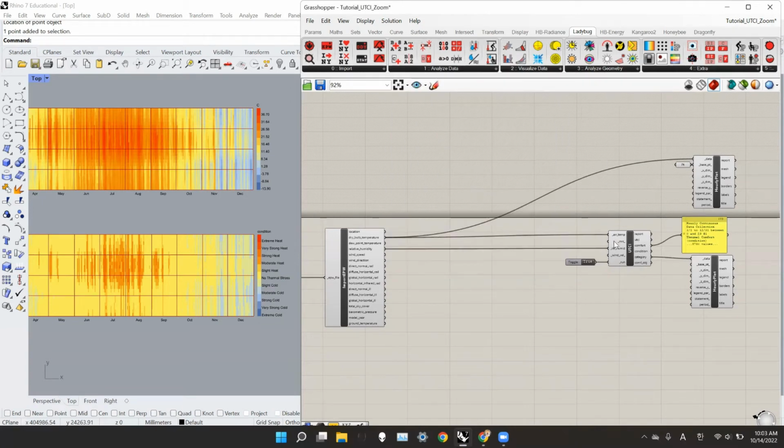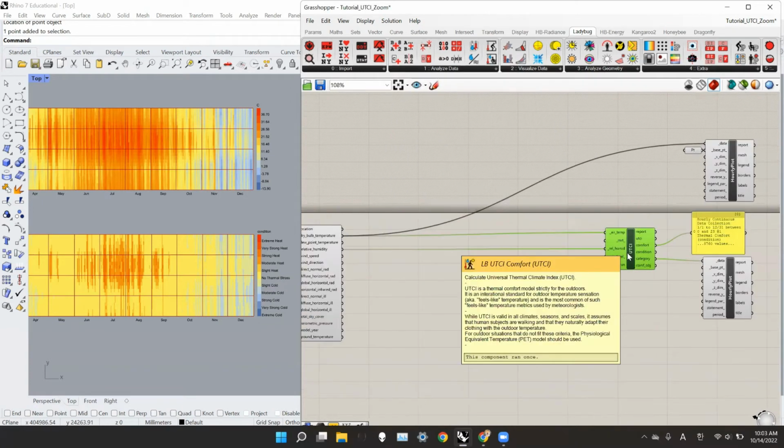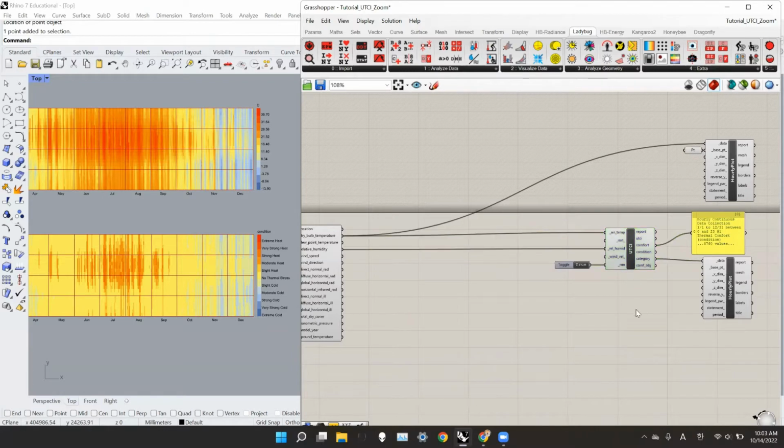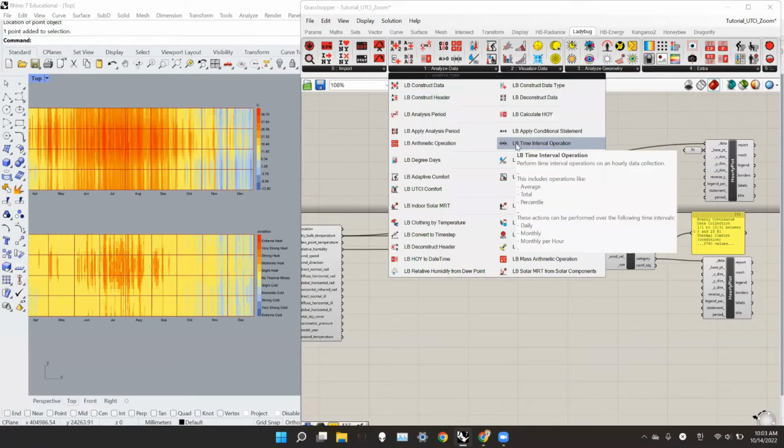Yeah, let's see, because I said we need to consider the solar radiation. So that's why I suggested designing a shading. But this one, there is no input for solar radiation. Then let's see what we can do.